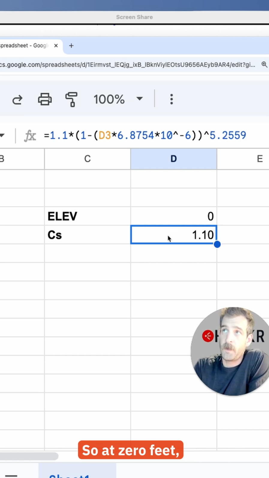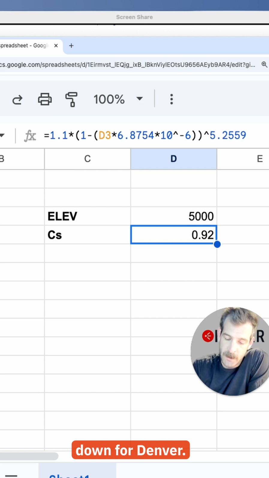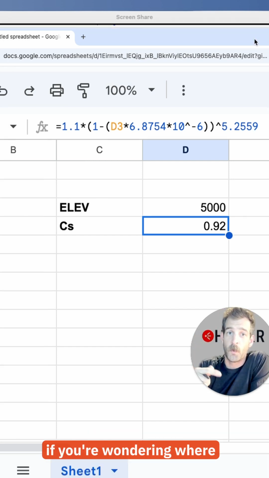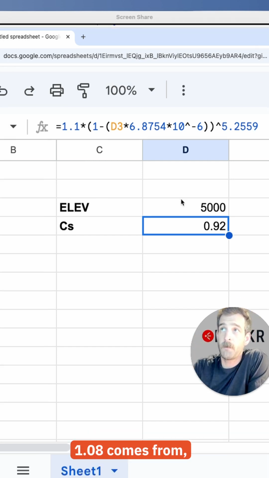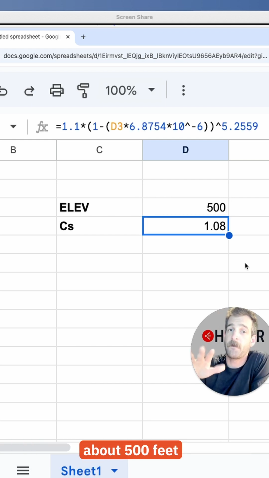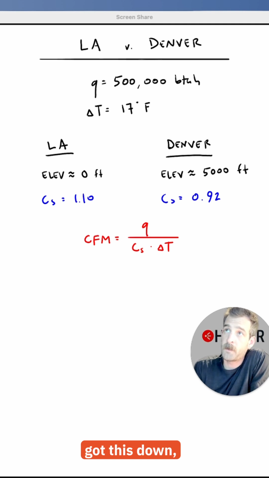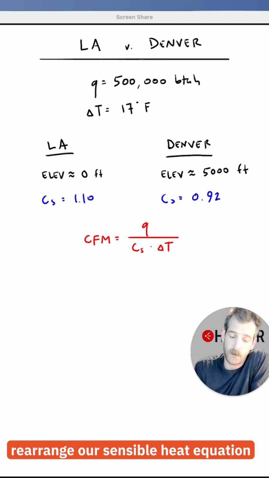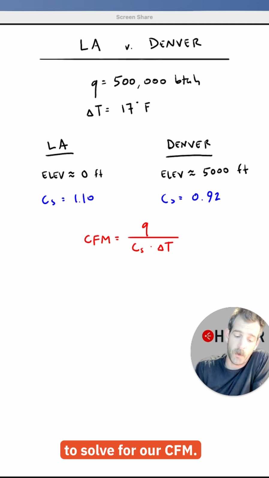So at 0 feet, we're at 1.1. I'll write that down for LA. And at 5,000 feet, we are at 0.92. So let's get that down for Denver. And while we're here, if you're wondering where 1.08 comes from, let's try 500 feet. Hey, that's the assumption we're making if you use 1.08, about 500 feet in elevation. Okay, so now that we've got this down, we have all of our variables, we're going to rearrange our sensible heat equation to solve for our CFM.